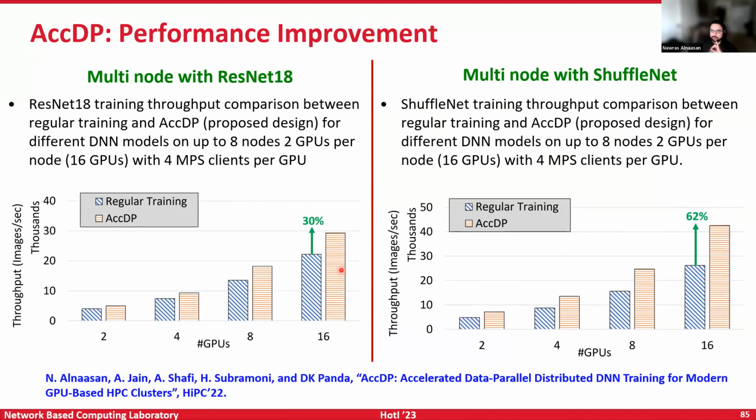By doing that, we observed improvements from 30% to 62% on different DNN models. This is on the ResNet 18, and this is on the ShuffleNet, and this is on up to 16 nodes.